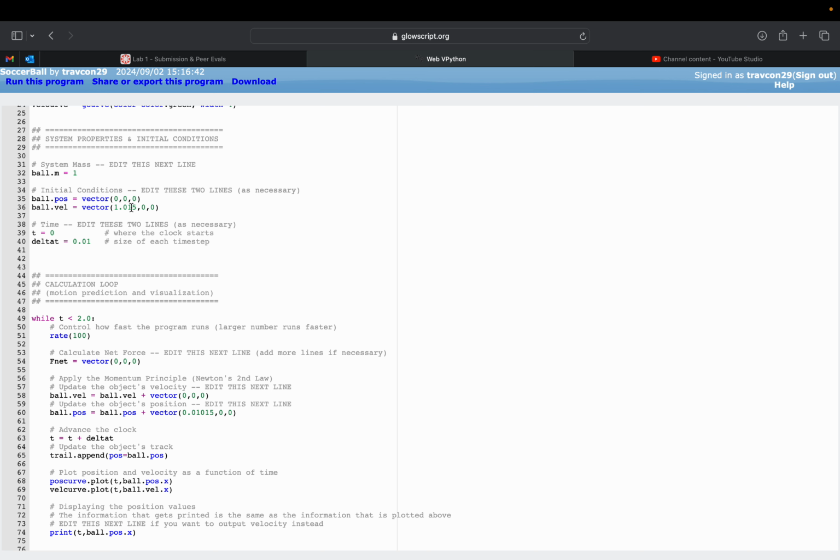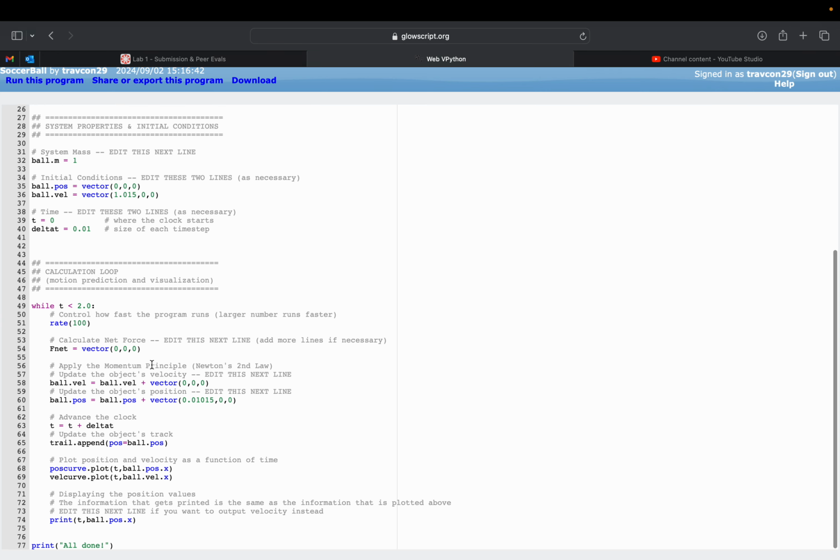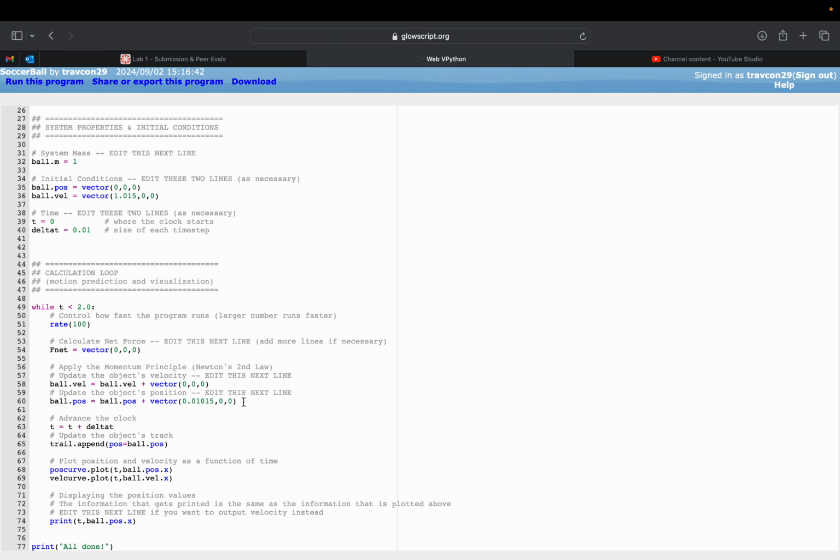In my model, I assume there to be no net force acting on the soccer ball during its movement, which can be seen here. I also changed this line of code, which can be seen here, so that the distance traveled by the ball was very similar to real life.